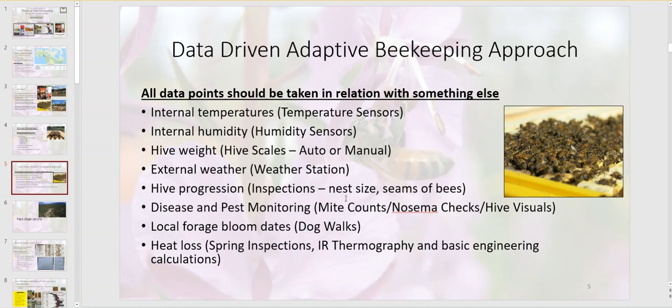Disease and pest monitoring: mite counts, nosema checks. What's going on from a forage perspective, so I do dog walks and take notes on what's blooming and when. And for heat loss, I have an IR camera. I've crunched some numbers, some basic engineering calculations, to try to figure out what goes on in that hive in the winter.